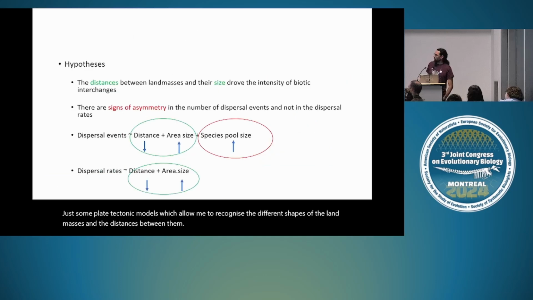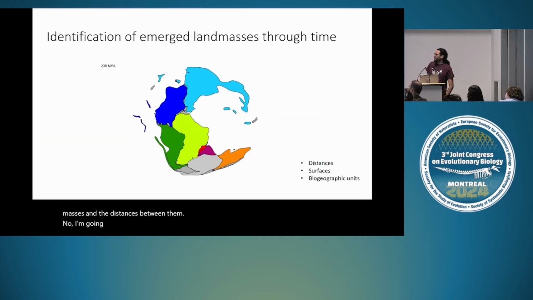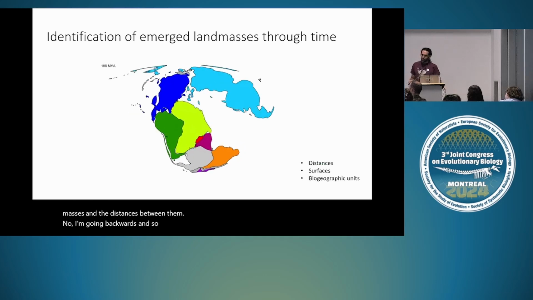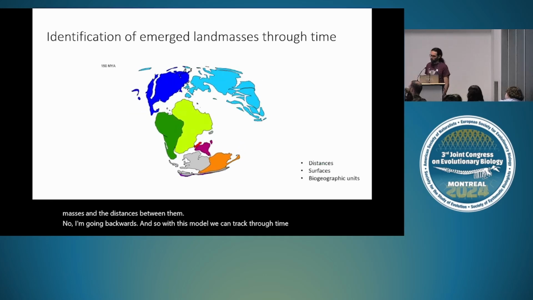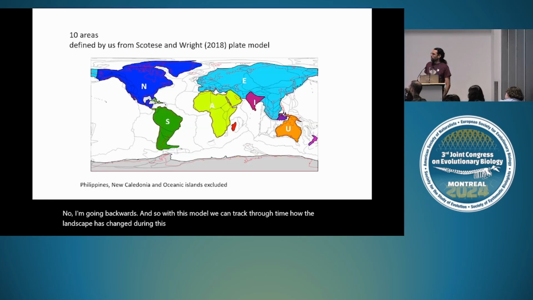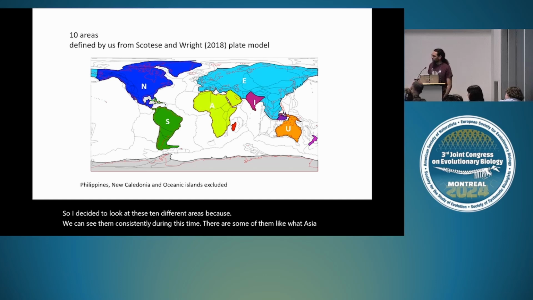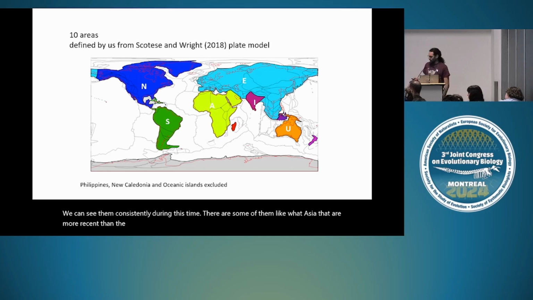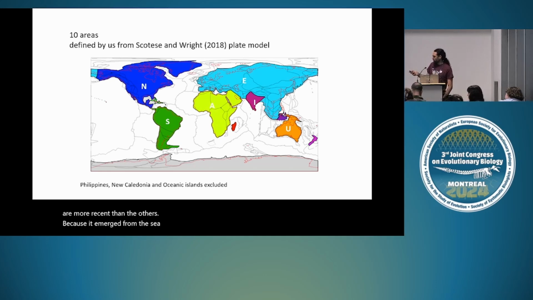Oh no, I'm going backwards. And yeah, so with this model, we can track through time how the landscape has changed during this time. So I decided to look at these 10 different areas because we can see them consistently during this time. There are some of them, like Wallacea, that are more recent than the others because it emerged from the sea while the Sahul was pushing against Eurasia.